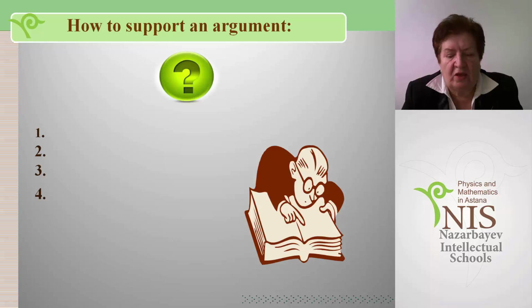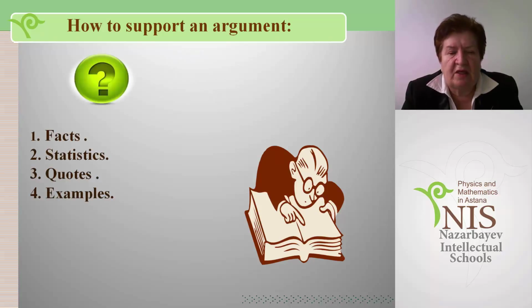So, my dear students, the first thing that should be done to support an argument, you should find necessary facts. Yes, necessary facts. And statistics. Statistics. Don't forget about it. Find quotes. Very famous people may say something. You need to use those quotes. And of course, don't forget to present the examples.